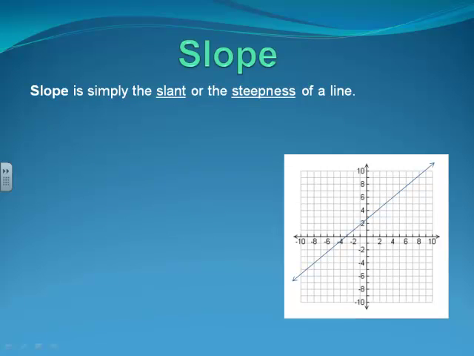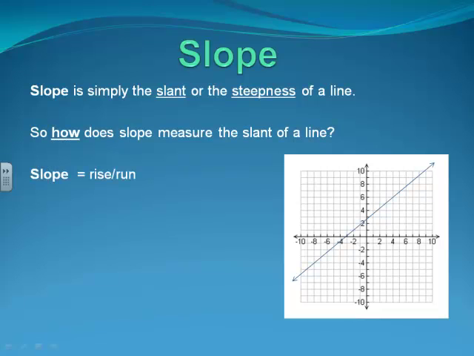Slope is simply the slant or the steepness of a line. So our question becomes, in this section, how does slope measure the slant of a line? There are many definitions of slope. We're going to introduce all of them in this introduction, and then we're going to use a couple of them as we do problems as we go through this section of Module 9.